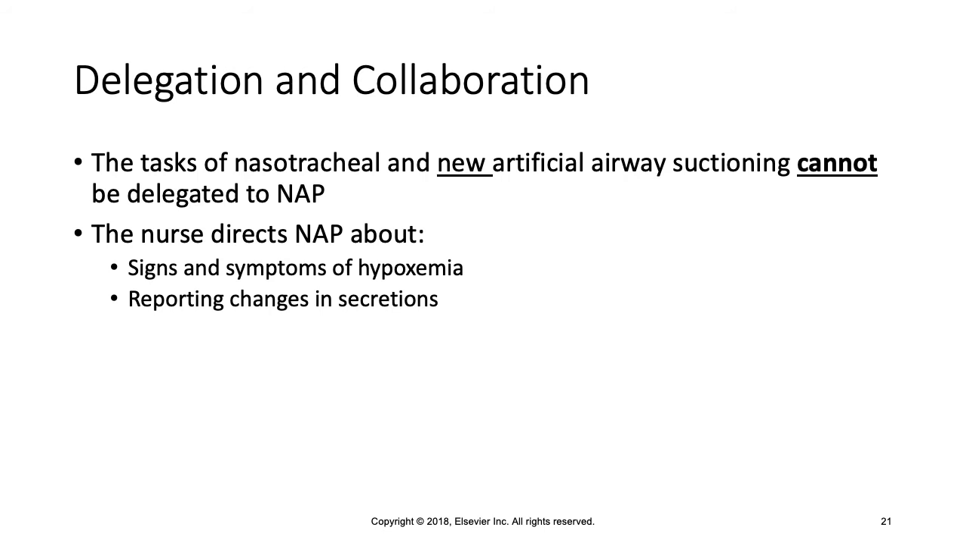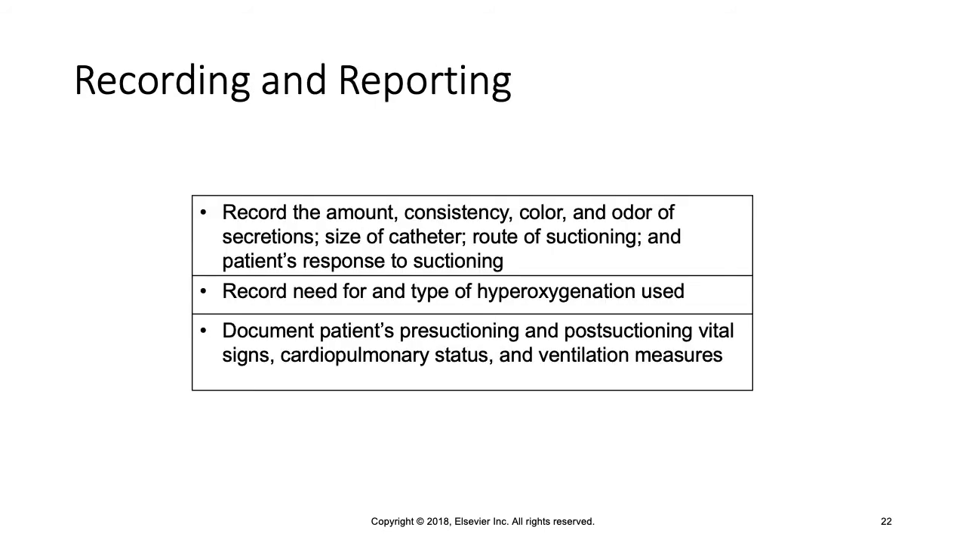One of the things that the nurse will direct the NAP about is signs and symptoms of hypoxemia, and to report any changes in the patient's secretions. So if they are helping the patient up or giving them a bath, if they notice excessive secretions or a change in color or odor, that's something that they can report. They're not assessing, they're just letting the nurse know if they see these types of things, these unexpected outcomes.